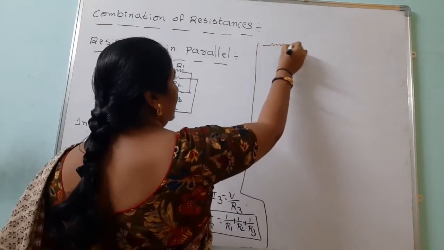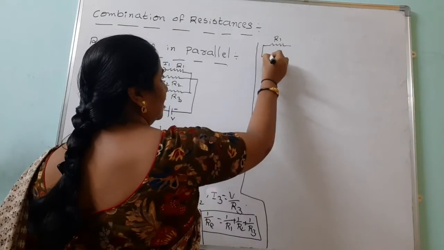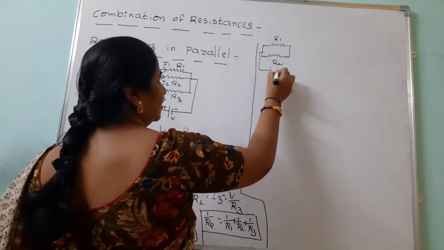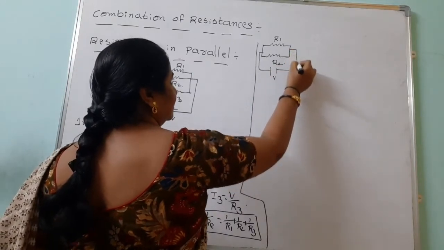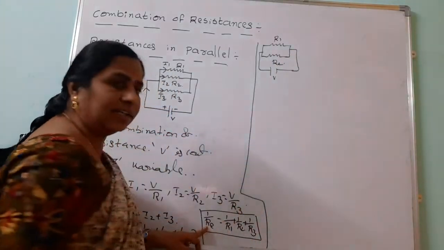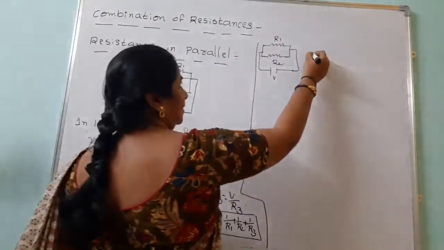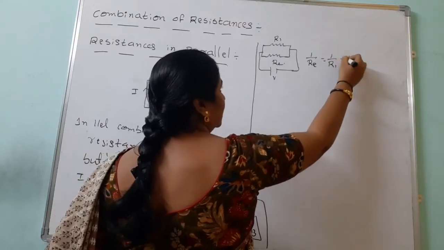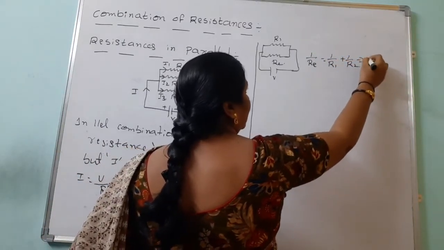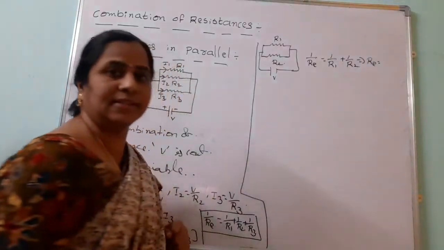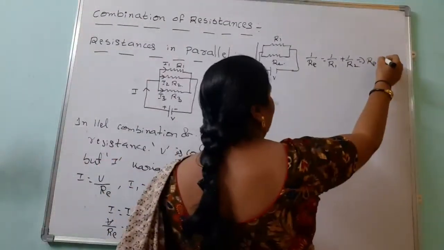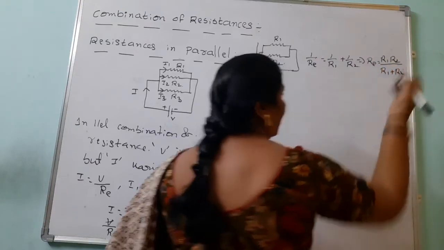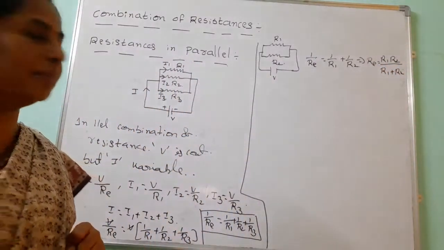Then we go through the combination of 2 resistors. Suppose we are taking 2 resistors, one is R1, another one is R2. Both are connected in parallel. Across this, potential is V. Here, how to find the effective resistance? We get 1 by R effective equals 1 by R1 plus 1 by R2. When we take the LCM, effective resistance equals R1 R2 by R1 plus R2.